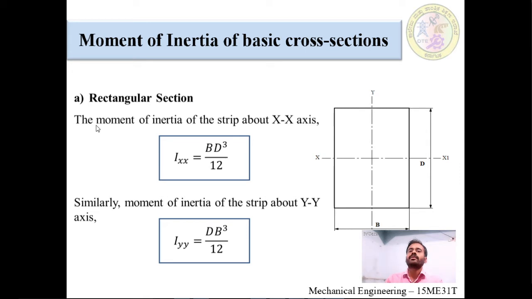So the moment of inertia of the strip about the xx axis will be Ixx is equal to B into D cube divided by 12. Similarly, the moment of inertia of the strip about the y axis is Iyy is equal to D into B cube by 12.